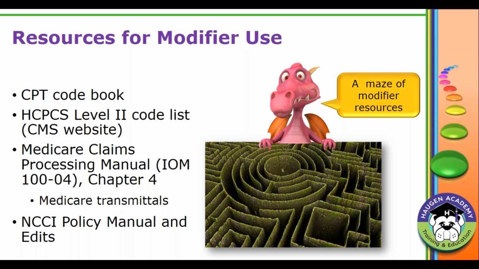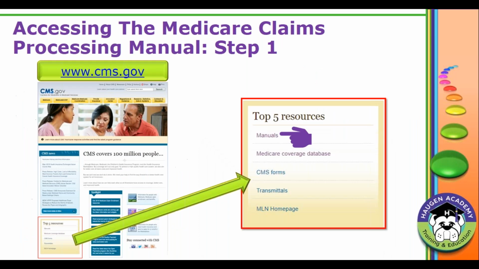And I think this is what makes modifier usage so hard, is that we've got so many different places that we need to look. Another place that is not listed on this slide but is a good resource is your individual MAC. Your Medicare administrative contractor a lot of times will publish information on their website, fact sheets, and other information on the use of modifiers.